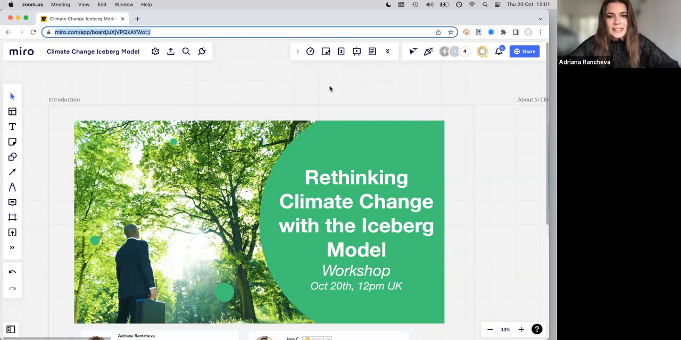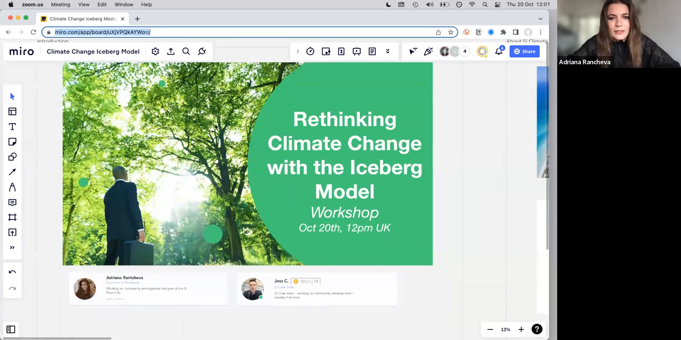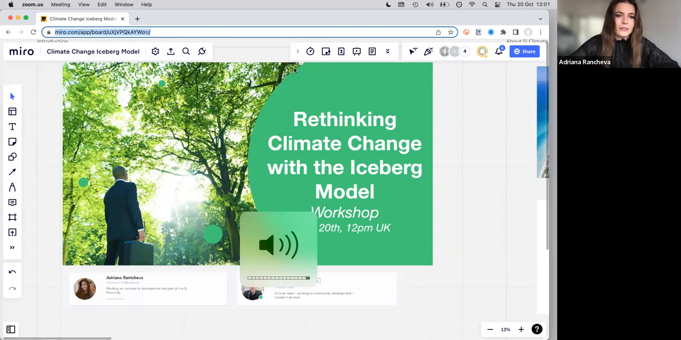My name is Adriana and I work at Systems Innovation as a community developer. Today I will be the host of this event together with my distinguished colleague, Jos, who will join us to facilitate the workshop part. We will share the link to the Miro board in a second when we start with the practical part of the workshop.